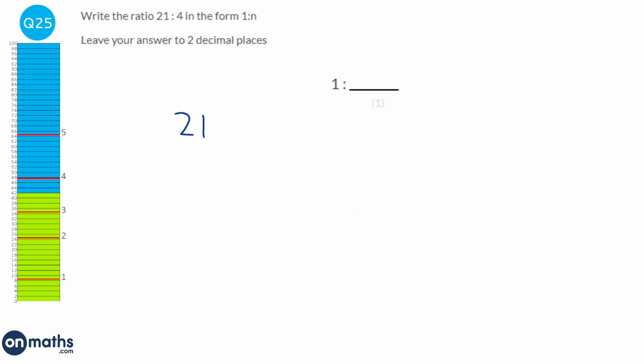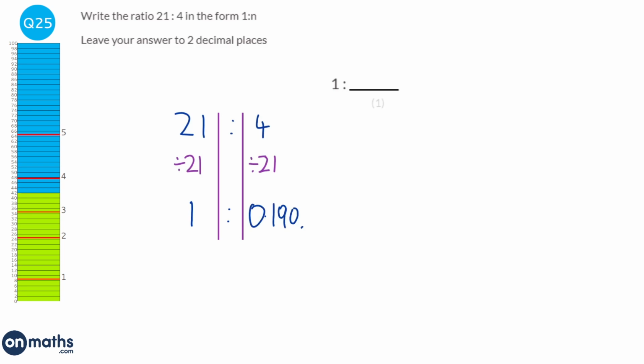So we're given 21 to 4 as the ratio. And we're just going to have our lines in, because what we need to do is make the left-hand side be 1. Okay? And to do that, for 21, I need to divide it by itself, divide it by 21, and we're going to do the same to the right-hand side. So 21 divided by 21 is 1. Perfect, that's what we wanted. 4 divided by 21 is 0.190 and so on. It wants it to 2 decimal places, so it's going to be 1 to 0.19.